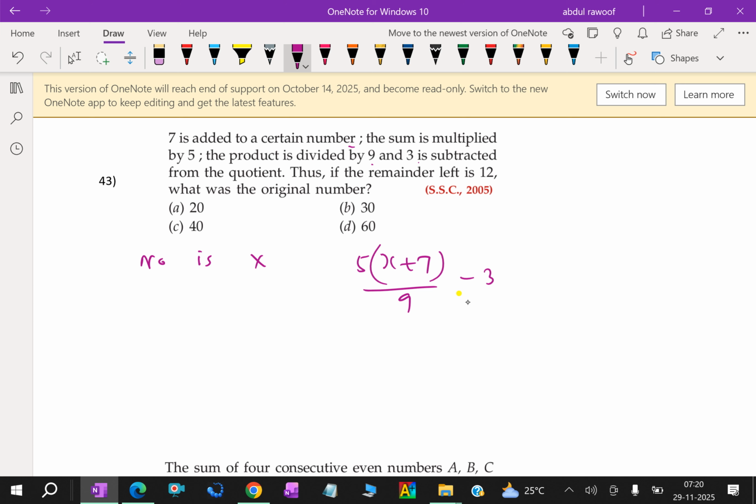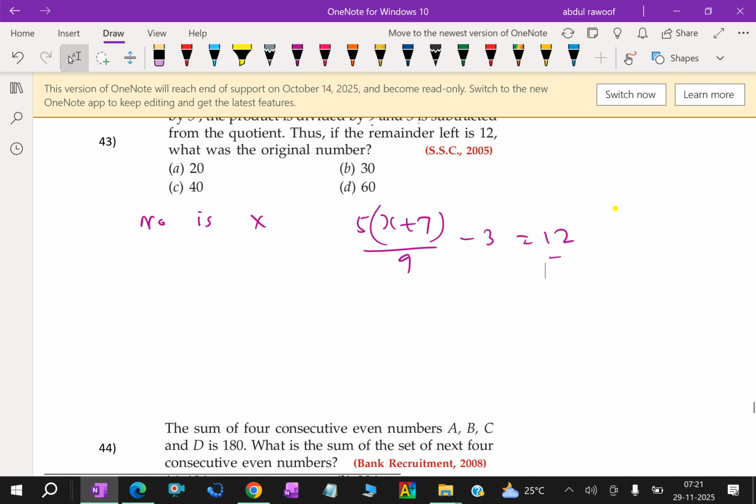3 minus is equal to 12. The remainder left is 12. So then divided by 3 and 3 is subtracted from the quotient. Thus the remainder left is 12. This expression says the remainder. Then you have to solve this.